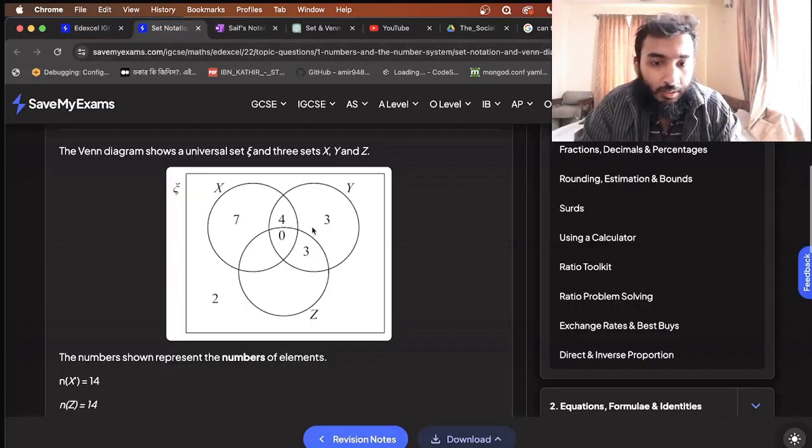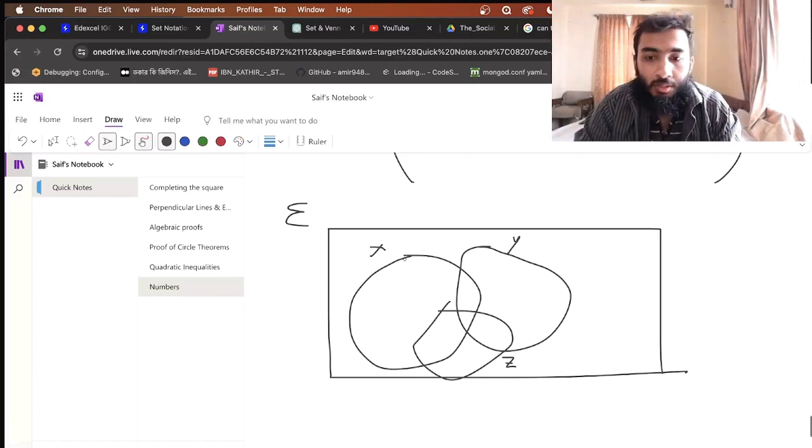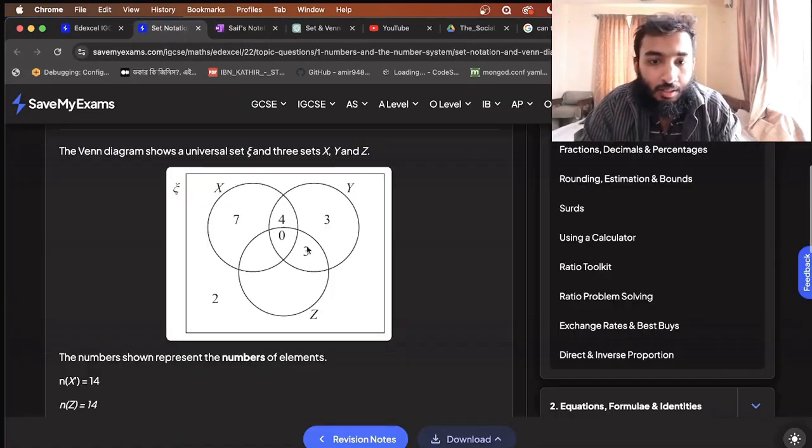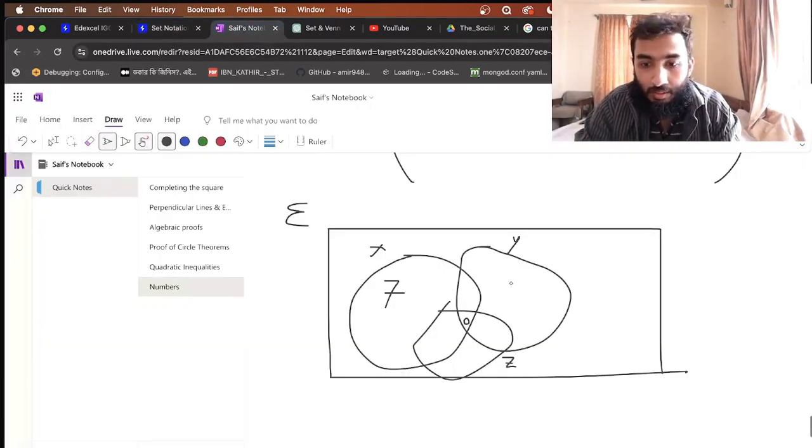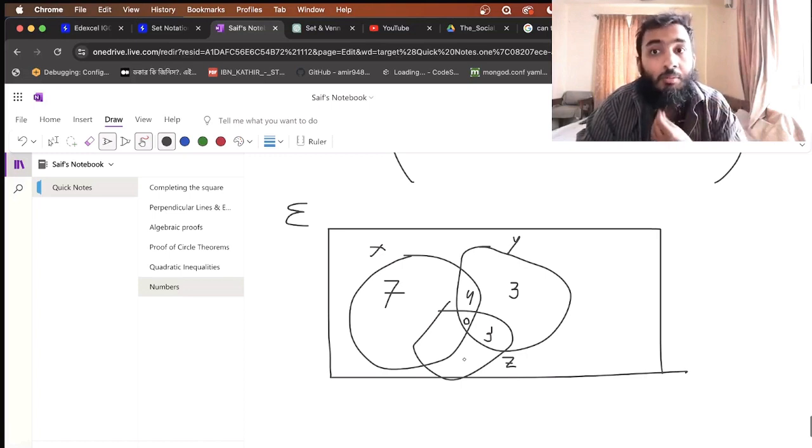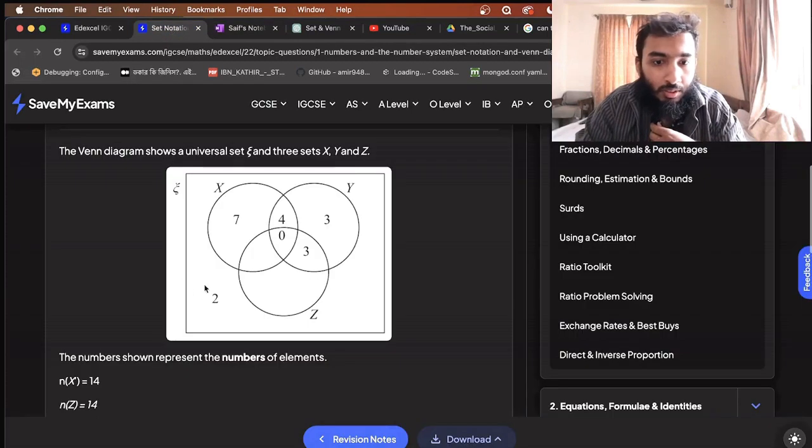So if I just quickly give the numbers, this region has the number of elements 7, this has 0, and this has 3, 3, and 4. These 2 regions are not provided, the number of elements is not provided. Except for the union of x, y, z, the rest in this rectangle has 2. As you can see, this is 2. So outside of x, y, z, there are 2 elements in the universal set.